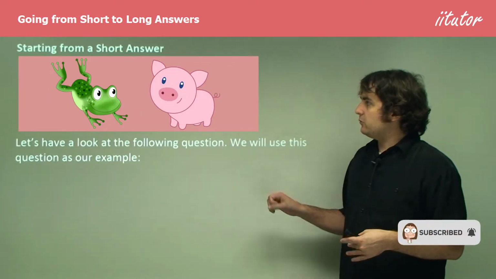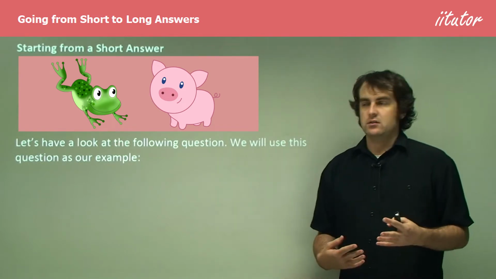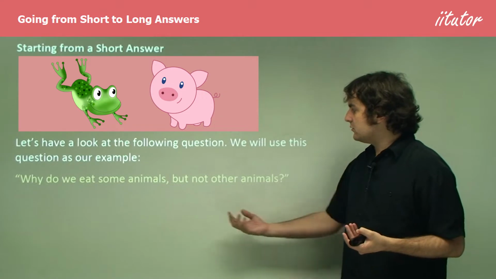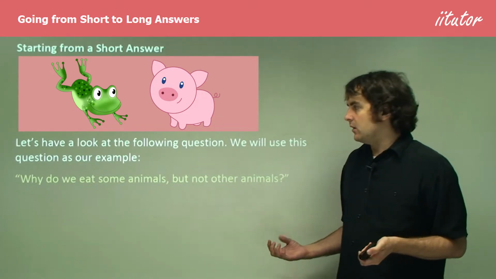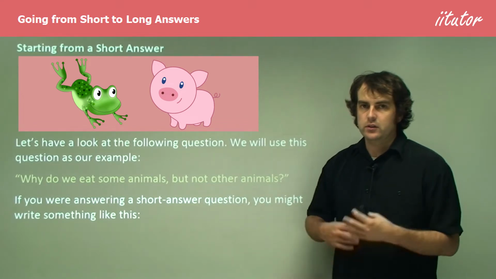All right, now we need a question here to be able to answer so we can actually have a look at this process in action. So we're going to use this question as our example. Why do we eat some animals but not other animals? We're going to look at a short answer question first of all. So we're going to look at a model here.